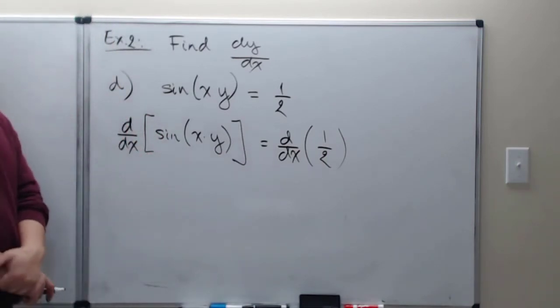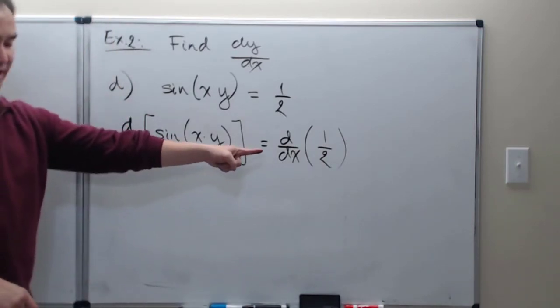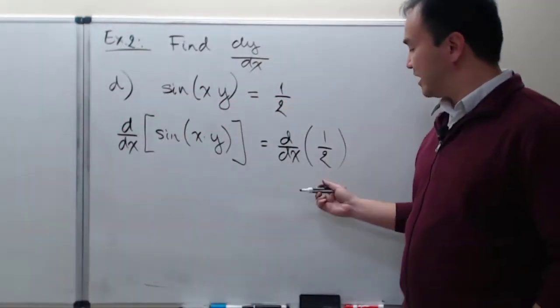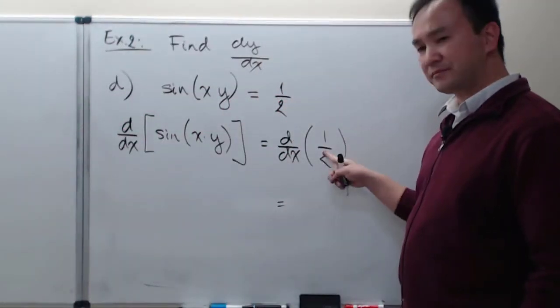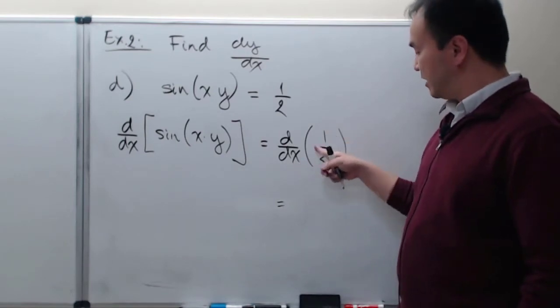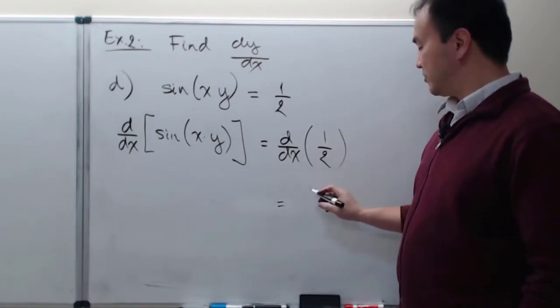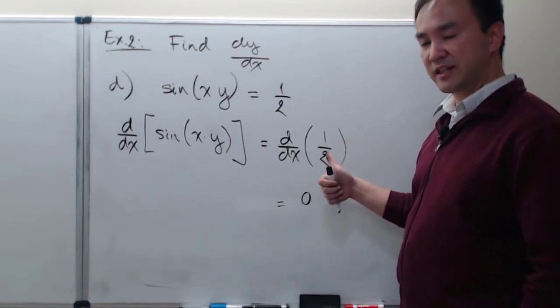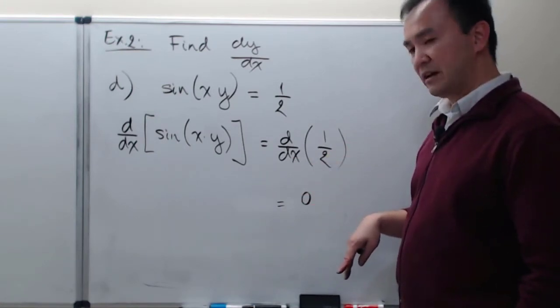Okay, so the right hand side is easier right now. It's a constant, and we are looking for the derivative in terms of x, so here we are going to take that as 0. The derivative of a constant is famously 0, regardless of whichever variable that is.